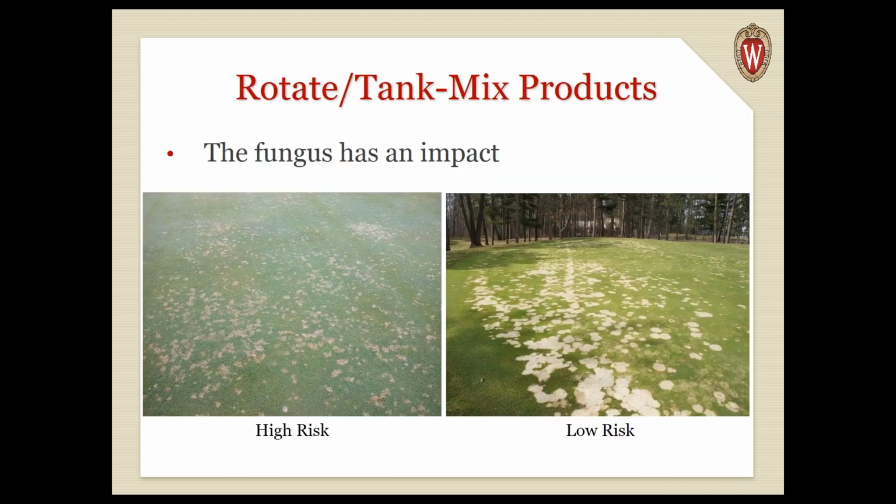All right, so now let's talk a little bit about rotating and tank mixing product and product selection. So when you're doing this, the fungus has an impact. Dollar spot is what I would consider a high-risk disease for resistance to develop. Snow mold is not a high risk. It's a low risk. We're only spraying once or twice a year. It's a slow-growing fungus. We typically don't see much resistance development in snow mold.